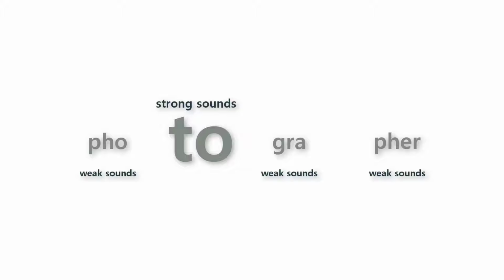Now, Korean is what we call a syllable-timed language, as opposed to English, which is called a stress-timed language. In English, within a word with many syllables, we place greater emphasis on certain syllables. These syllables with greater emphasis are called strong sounds, and the less emphasized syllables are called weak sounds. The emphasis on strong sounds is called stress, hence the name stress-timed language.